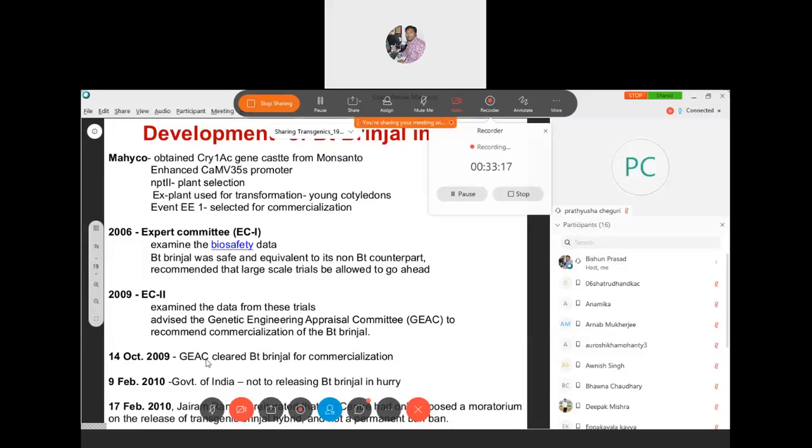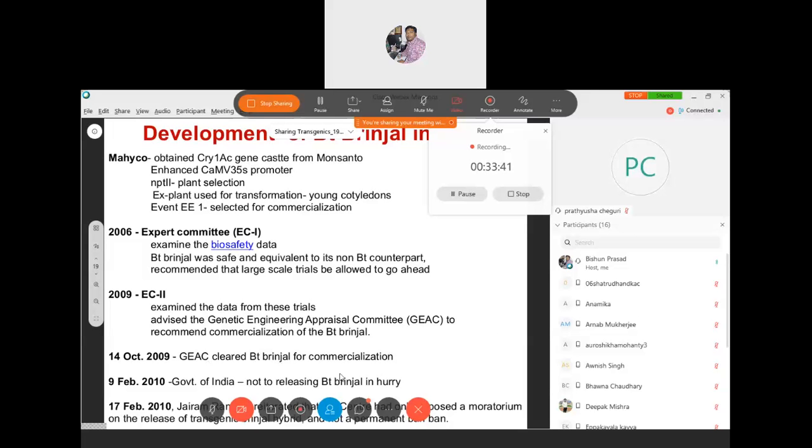So they cleared the BT brinjal for commercialization, and they sent the recommendation to the Government of India. But on 9th February 2010, the Government of India said that they don't want to release it in a hurry. They want to wait for some more time.